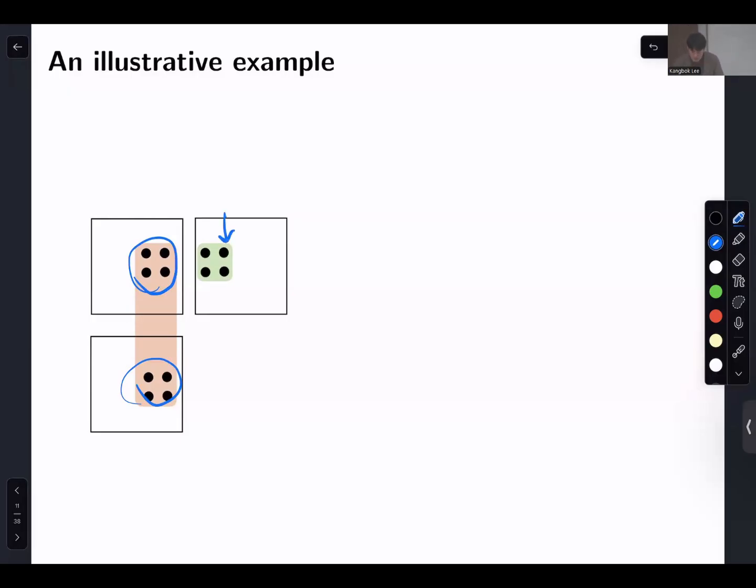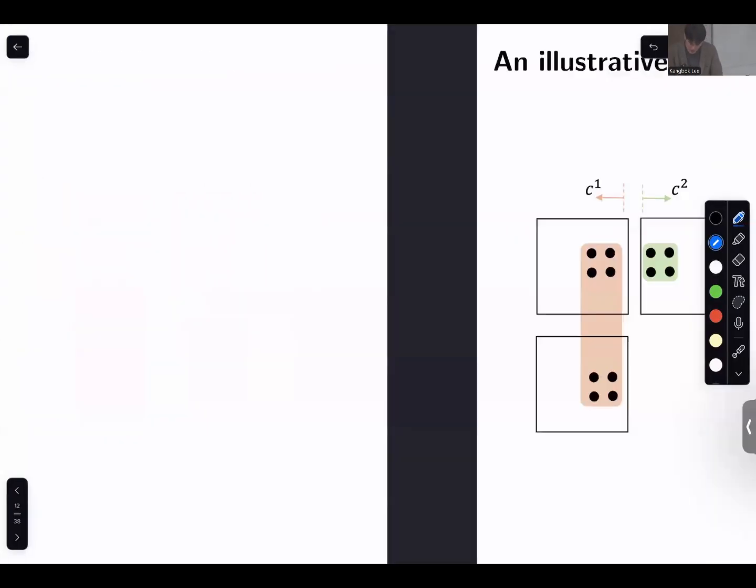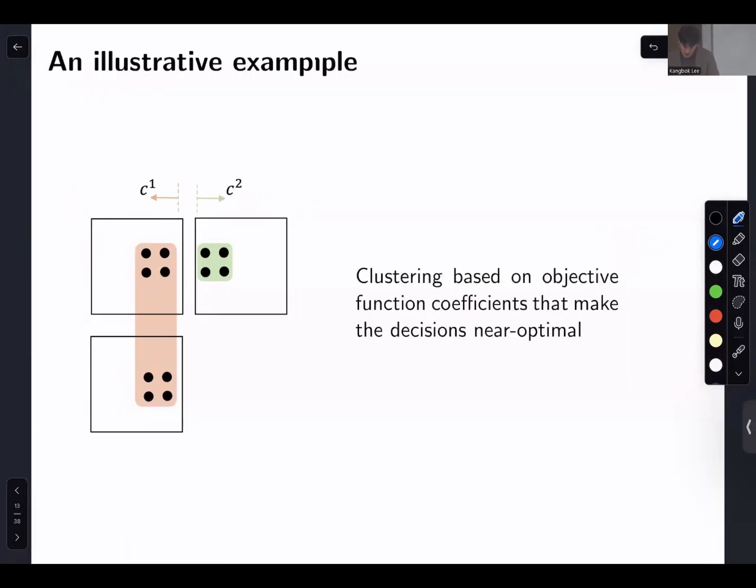For these ones that belong to this cluster, you're supposed to use C2 for predicting or prescribing their decisions in the future. Okay? So that's the high level idea of this work. Okay, there's C1 and C2. So that's the clustering solution based on the objective function coefficients that make the solutions optimal.